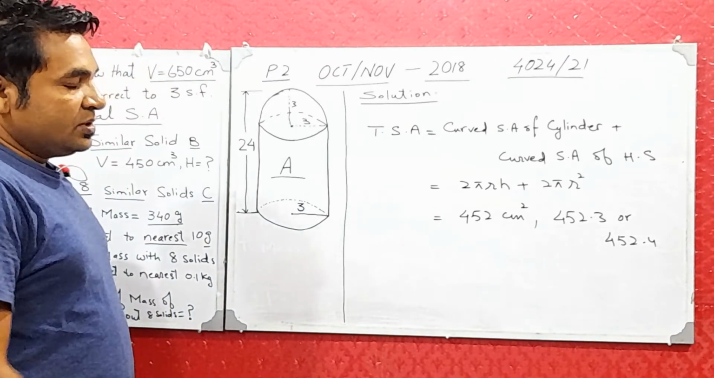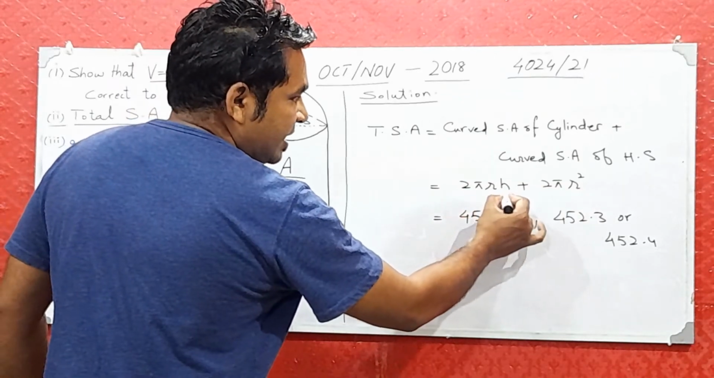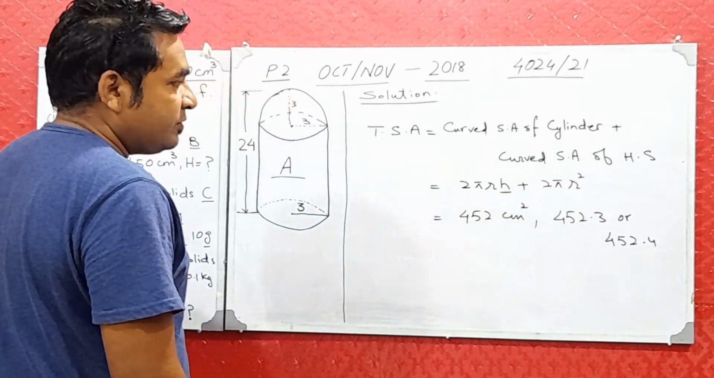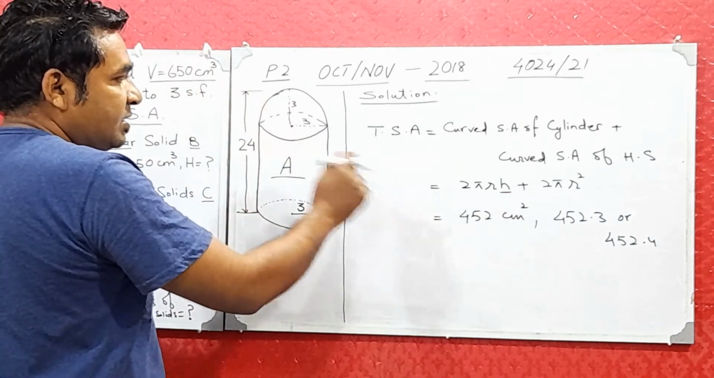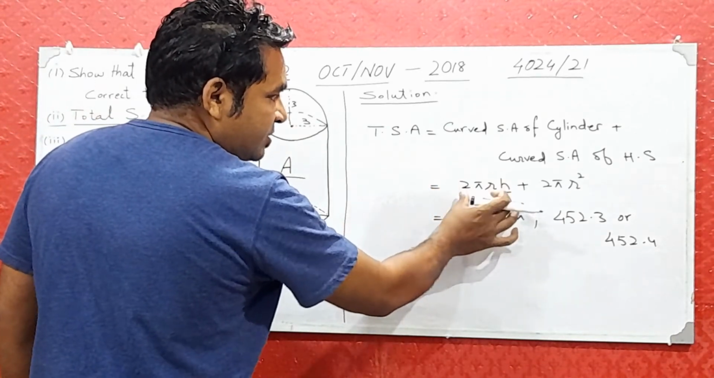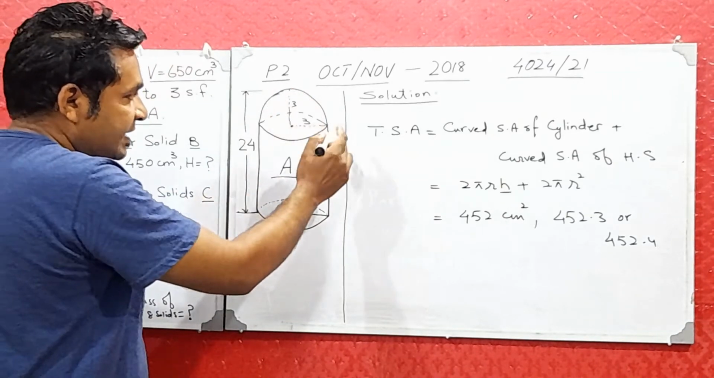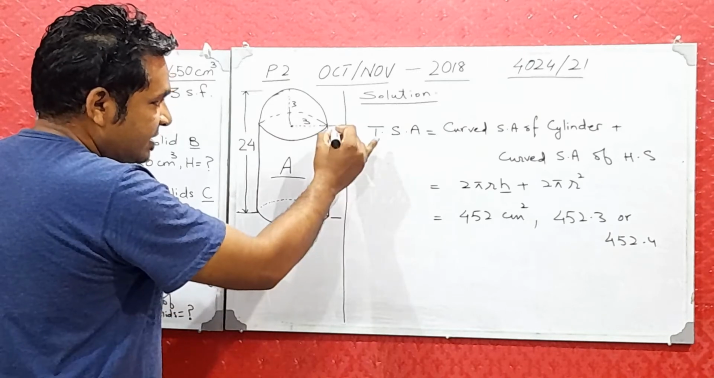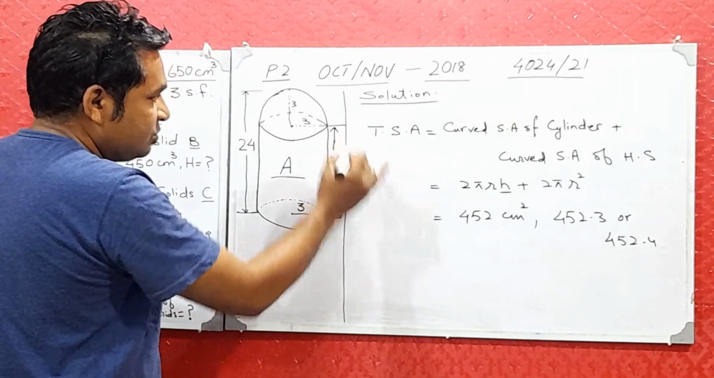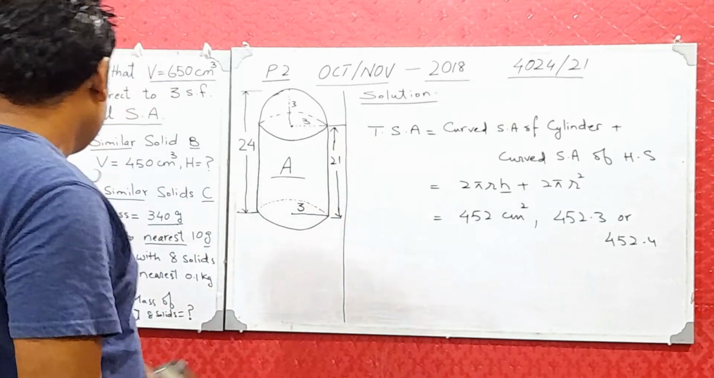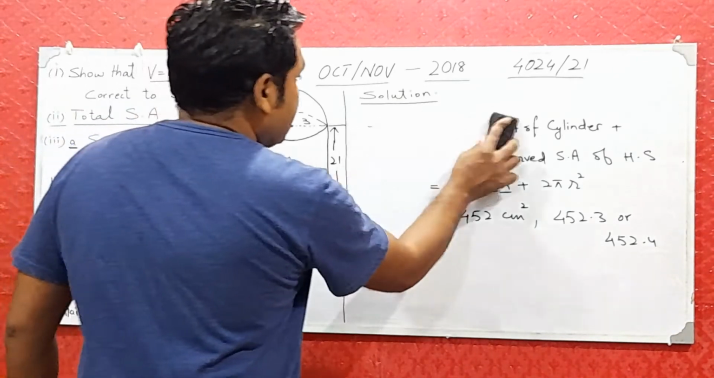Now I don't think you have any problem in substituting the values. Only the height of the cylinder you have to put very carefully, because it is not 24, this is the total height of the solid, but here we are going to put the height of the cylinder. So the height of the cylinder is 24 minus the height of the hemisphere, and this is equal to 21. I hope there is no problem in getting that. Okay, now its third part is further having two parts.